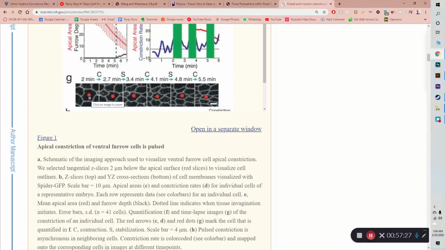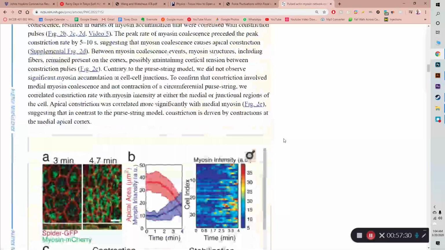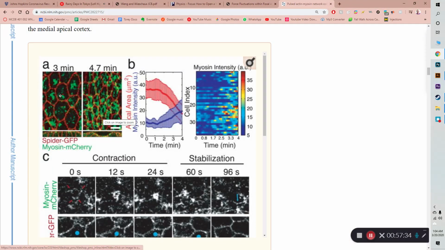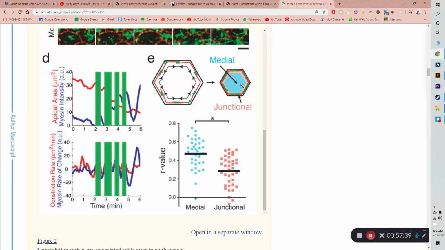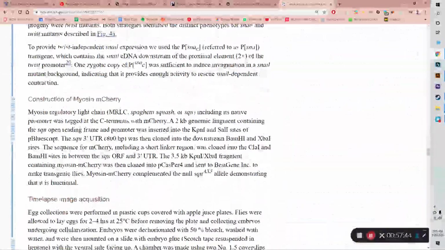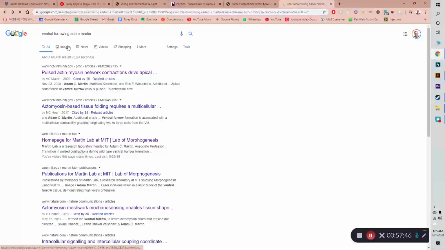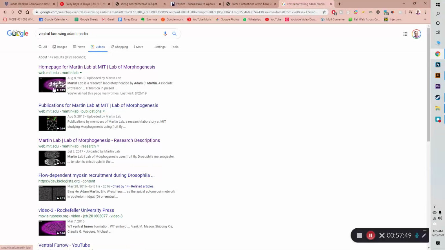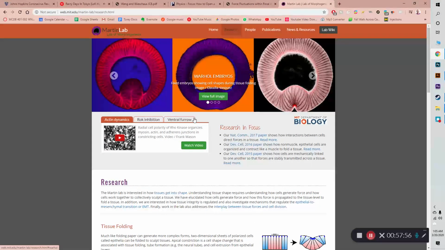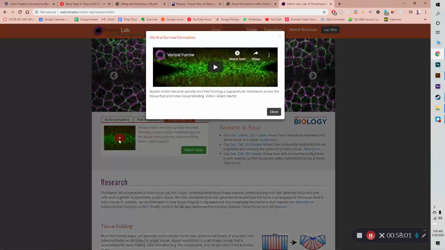He's doing apical cuts here and showing it's under recoil, looking at myosin, showing that it's accumulating in the center of these cells, and this is what's allowing these cells to contract. Yeah, medial, junctional. I wonder if there's a cool video of his that we could watch. Ventral furrow. Yeah, let's watch this.